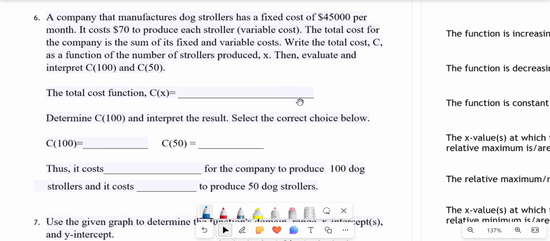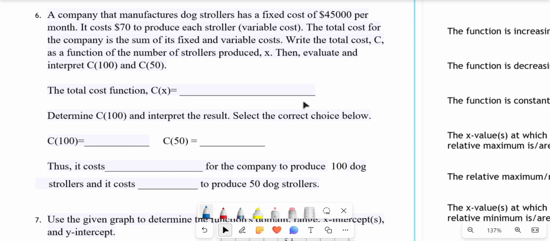Okay, so here we have a company that has a fixed cost of $45,000 per month, and $70 to produce each stroller that they make. Stroller company. The total cost for the company is the sum of these two. So let's come up with an equation for that. We've got $45,000 plus a variable cost of 70, where the number of strollers that I produce, which they have given as x, I'm going to multiply by 70 because for every one stroller, I need $70. So this is our total cost function.